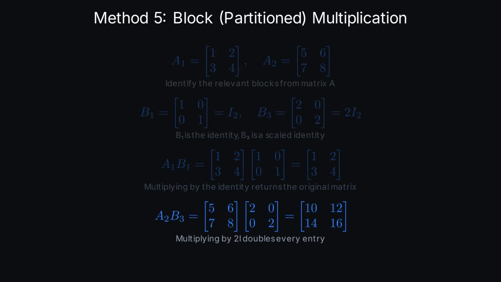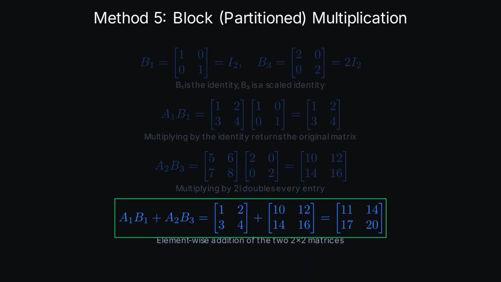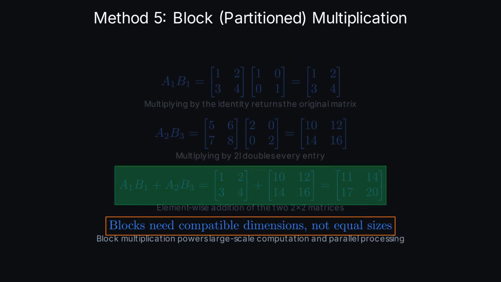Next, compute A2 times B3, that's 5, 6, 7, 8 times 2, 0, 0, 2, which gives 10, 12, 14, 16. Now add the two results together. 1 plus 10 is 11, 2 plus 12 is 14, 3 plus 14 is 17, 4 plus 16 is 20. So the top left block of C is 11, 14, 17, 20. An important note: the blocks don't need to be equal sizes. They just need compatible dimensions at each subproduct. Block multiplication is what powers large-scale computation and parallel processing.